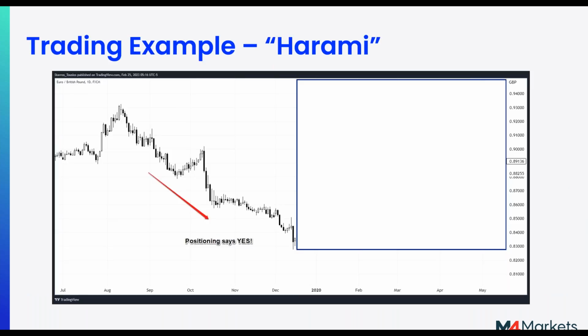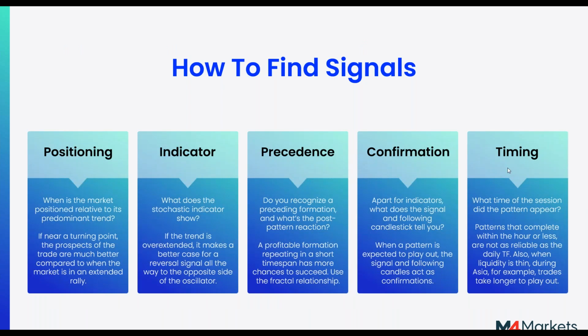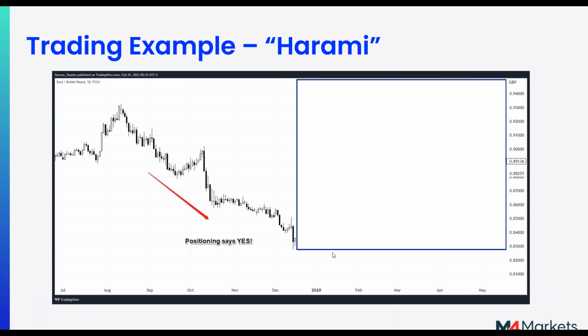Now, I want to give you an example here, based on this position, indicator, precedence, confirmation, and timing. Let's look at this. This, for example, is EUR/GBP on the daily, and you see we have, what is this, guys? It's a harami, the inside bar. This is a bullish harami pattern. Okay, and look, if we look at the positioning, we are actually kind of at the bottom of the trend, right? So position says yes, this is a good trade.